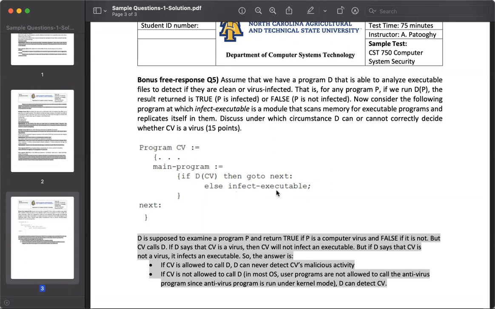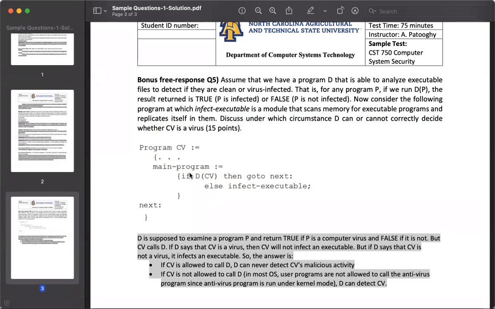So now the question is, as a user or operating system, will I be able to detect CV's malicious activity using D or not? Discuss this situation. Here is the exact thing that I asked: discuss under which circumstance D can or cannot correctly decide whether CV is a virus or not. Basically, under some circumstances D will be able to detect CV, and under some circumstances D will not be able to detect it. And we want to see what is what.